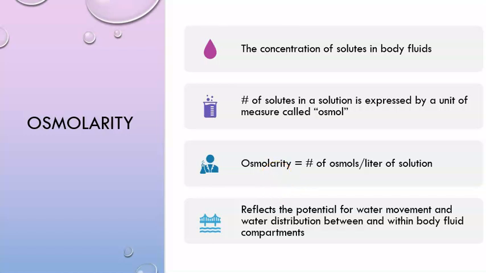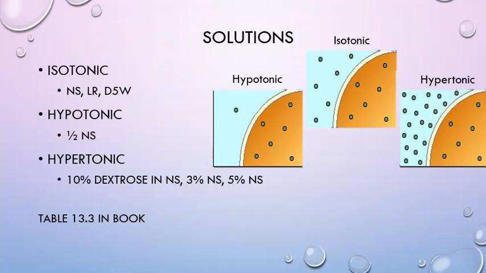So osmolarity is the concentration of those solutes in your body. You need to know that this reflects the potential for water movement and water distribution between and within body fluid compartments. So here are some of the different solutions that you will see ordered once you get into your clinical setting. We know that isotonic has an equal concentration of both solutions on both sides of the membrane. That is the same concentration as our body fluids. Examples of that are normal saline and lactated Ringer's.